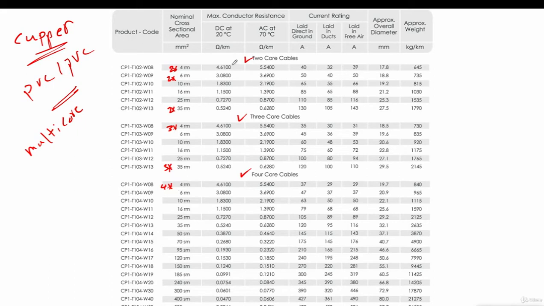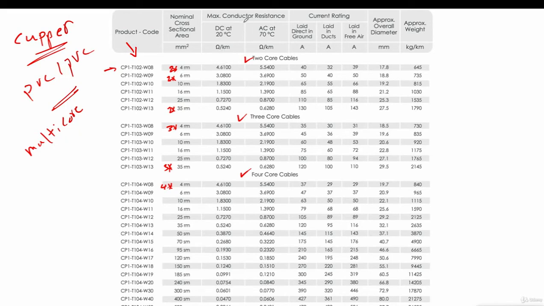This column is for part number. When you make your PO to order your cables, you write this product number to identify the cables you want. You don't write the cross section directly. No, you write the product code.